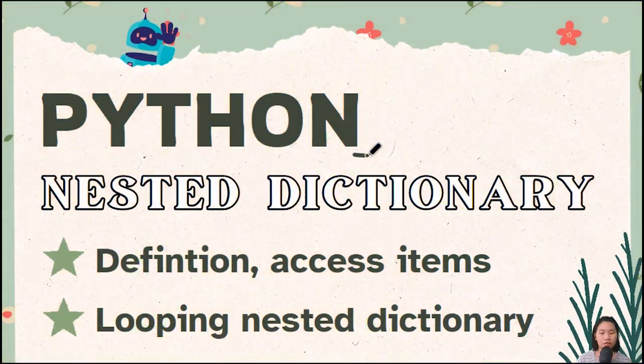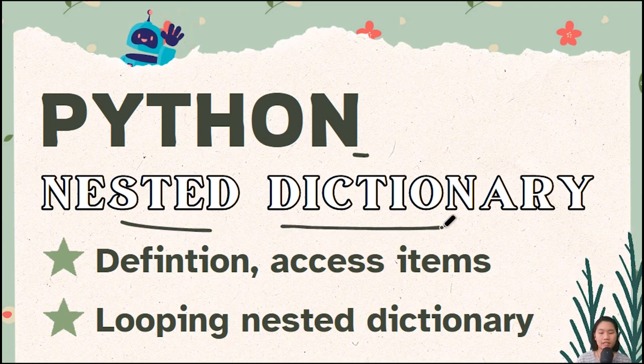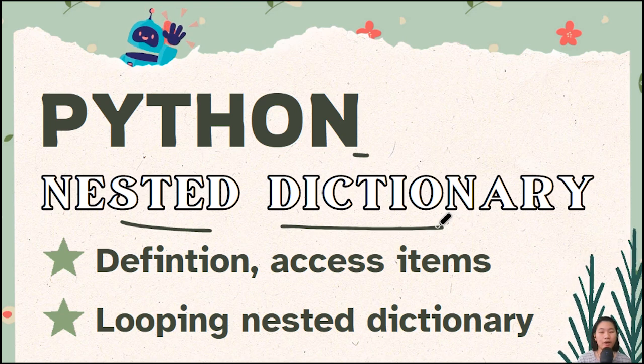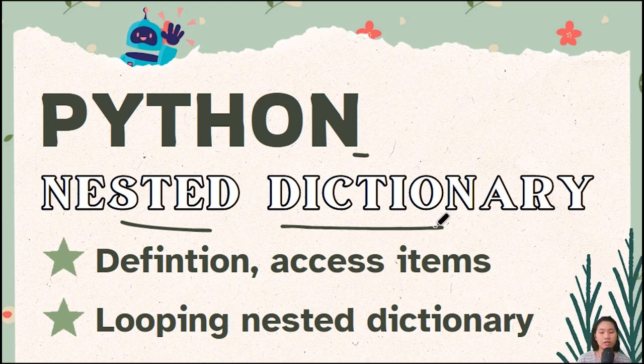Today is a new day, a new lesson. We'll be taking a look at nested dictionary. This is the last lesson that we're going to take when it comes to dictionary. Okay, so we've learned a lot with dictionary. We've learned how to create them, how to access their items, how to loop through them. Now the last part is learning about nested dictionary.